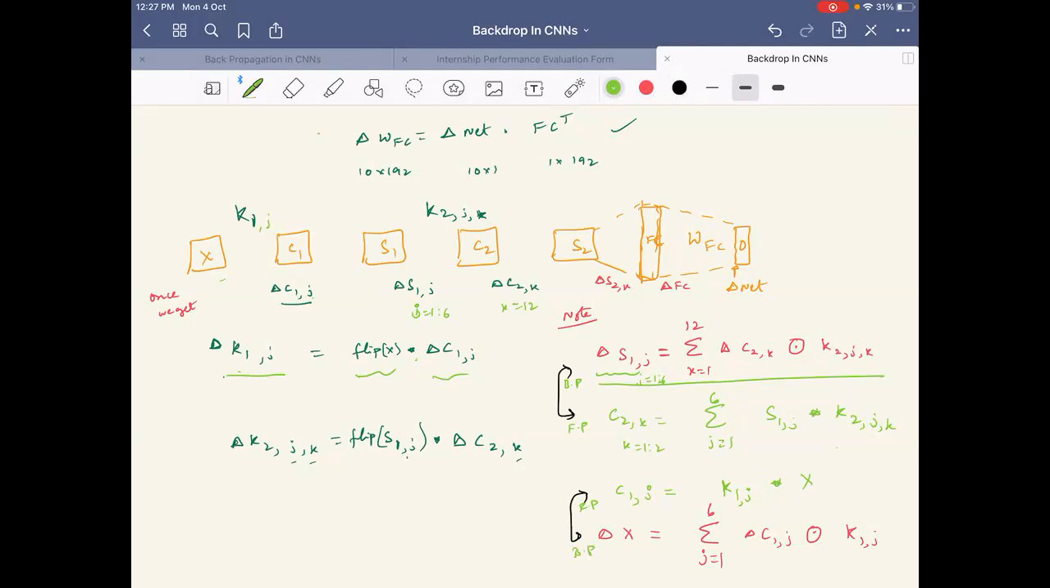Using these deltas, in delta C1, delta S1J and so on, we can easily write the kernel updates. So delta K1J is equal to, as we have seen in the previous discussion with the slides, flip of X. Here you can see flip of X into delta C1J. Similarly, here if you want to write delta K2Z, it is flip of input. This is convolution with delta C2K.